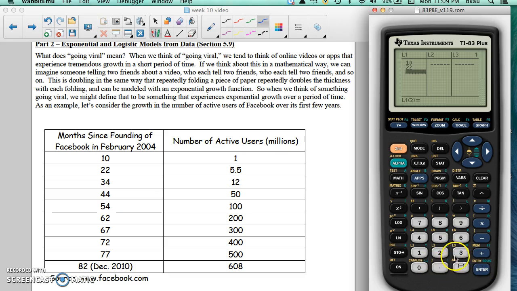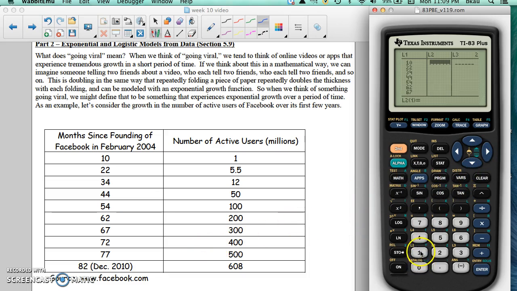So let's put in the data: 10, 22, 34, 44, 54, 62, 67, 72, and 77, and 82. And the last one they put in, that was December 2010.